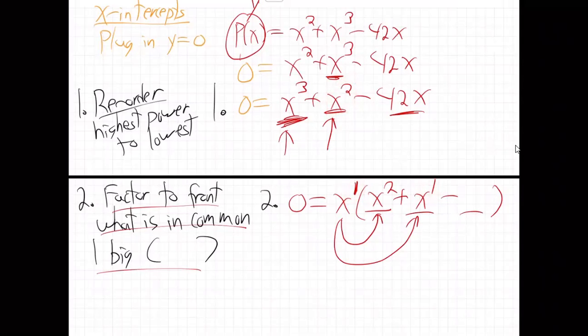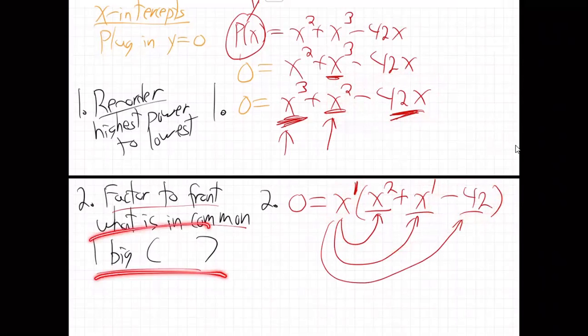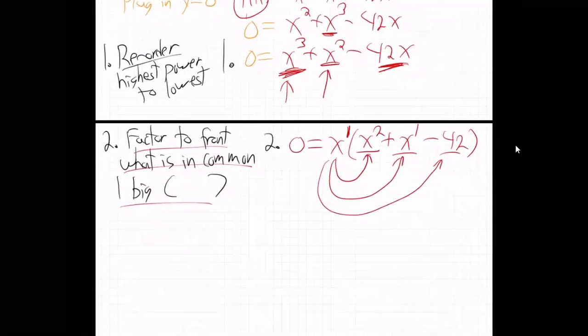And finally, x times what will go back to 42x? Well, just 42. Right? When the x hits the minus 42, that'll go back to minus 42x. So we factored out whatever was in common with one big parenthesis. Got it. Okay. Now, step 3.